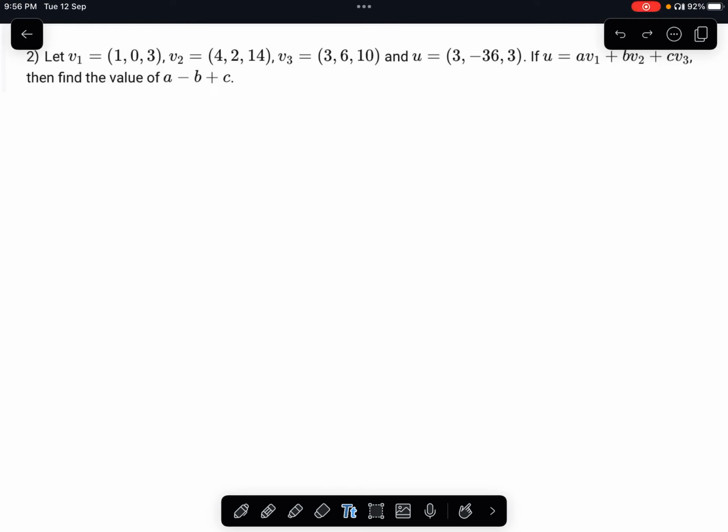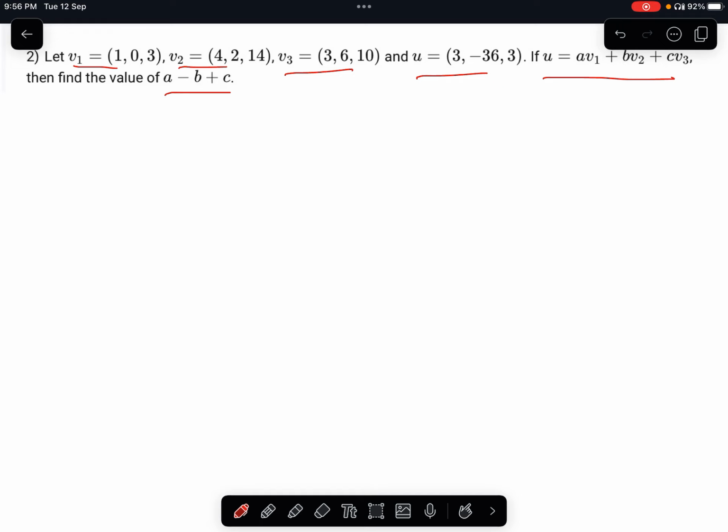Hi everyone. Now we are going to look at the second question of the mock quiz for the end term IITM Math for Data Science. Here they have given the three vectors v1, v2 and v3. From this equation we should substitute the coordinates and get the value of a minus b plus c.